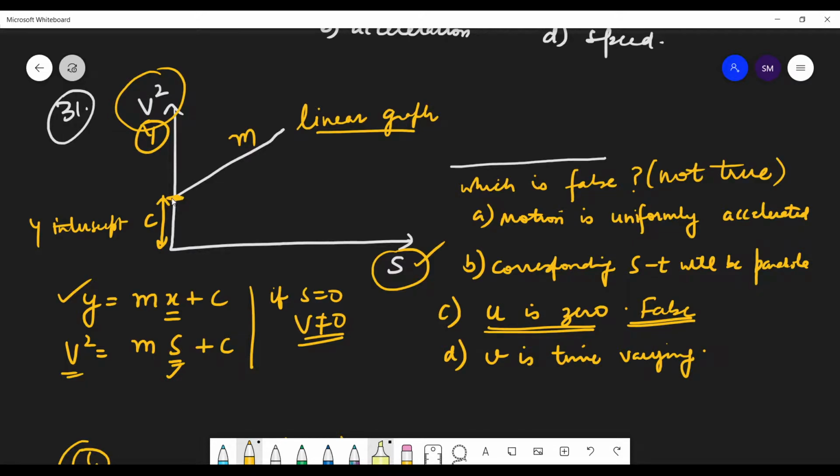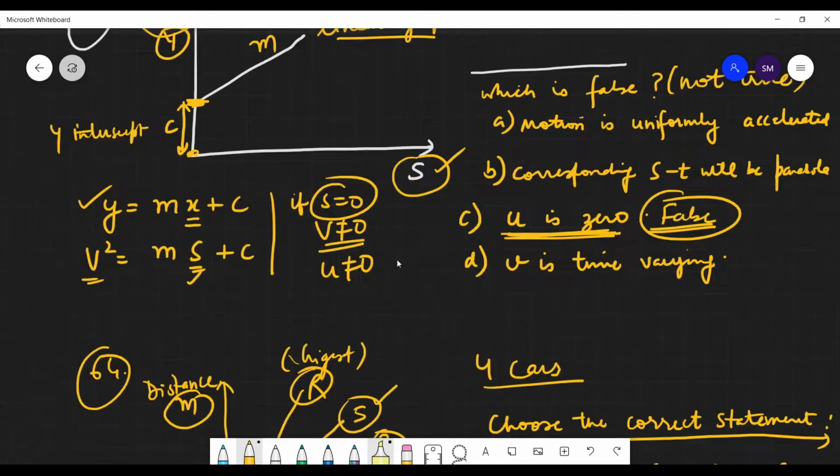So is it 0 when s is equal to 0? When s is equal to 0, it's not 0. So it means there is some value of u. So u is not equal to 0. But here it is given that u is 0. So this statement is false because you can see that there is some value of v square. Next question.